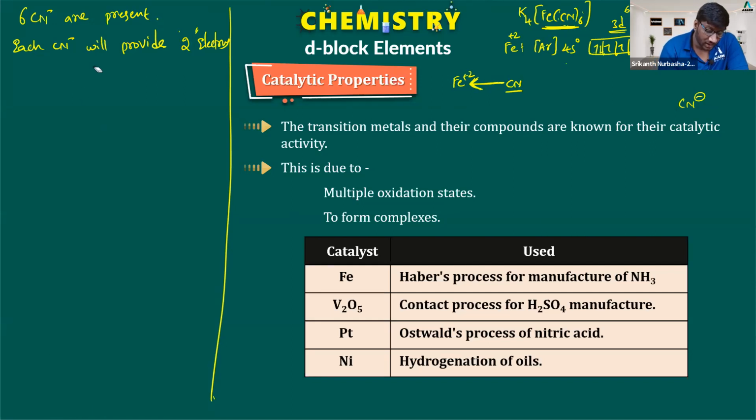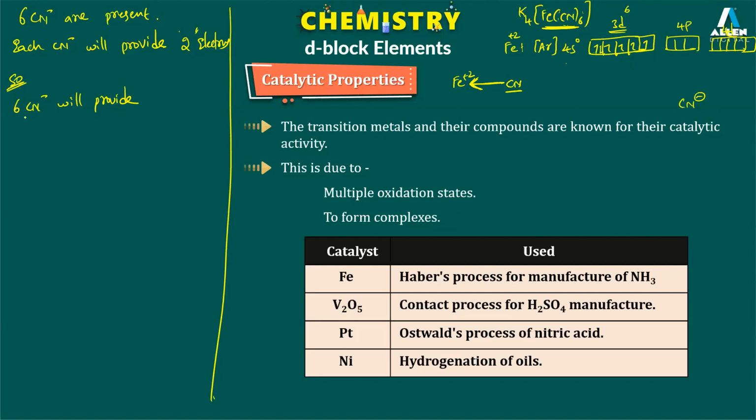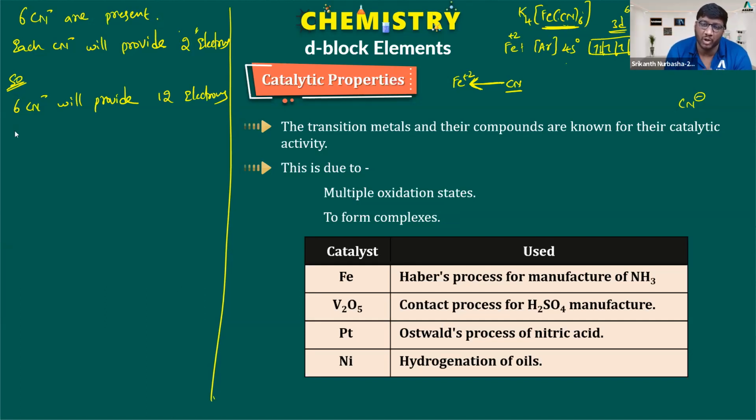So understand this. We have 6 cyanide, 6 CN minus are present. Each cyanide will provide 2 electrons. So 6 CN minus will provide how many electrons? Each cyanide is providing 2 electrons. We have 6 cyanides. So how many electrons will be provided? 12. Very good. 12 electrons. In an atomic orbital, how many electrons can be occupied to a maximum in one atomic orbital? 2 electrons. Yes or no? An atomic orbital can occupy a maximum of only 2 electrons.